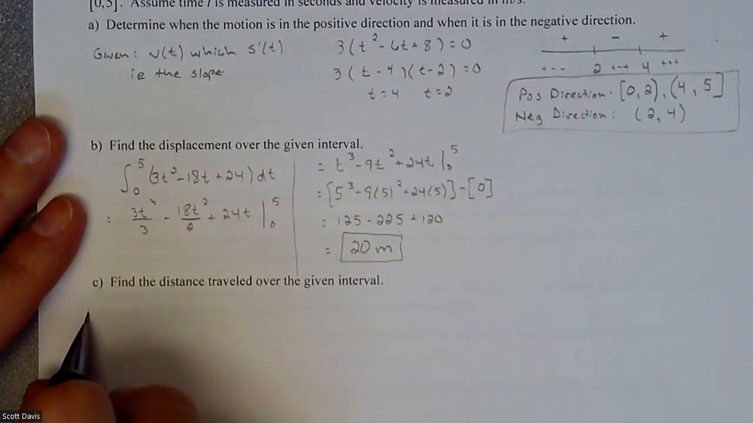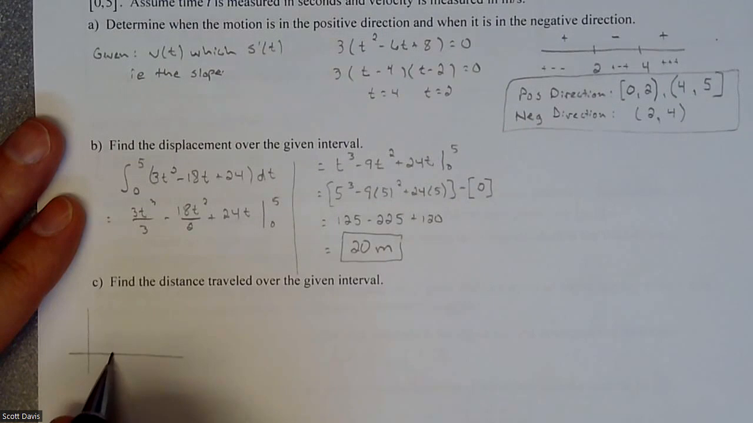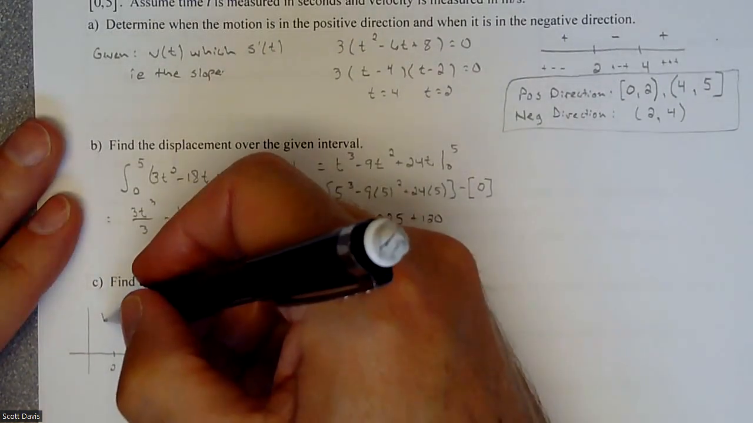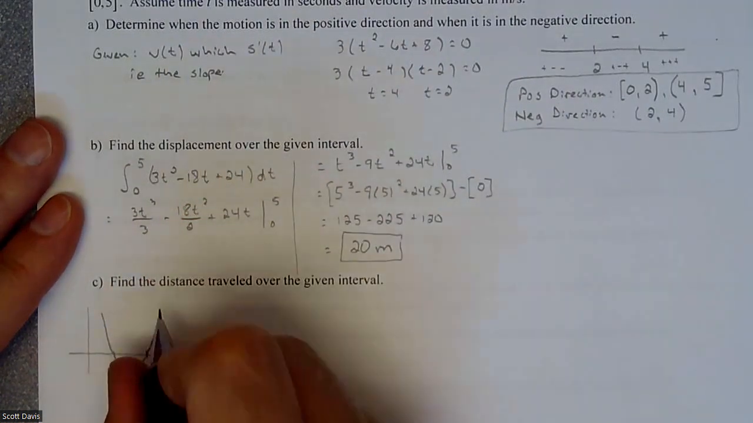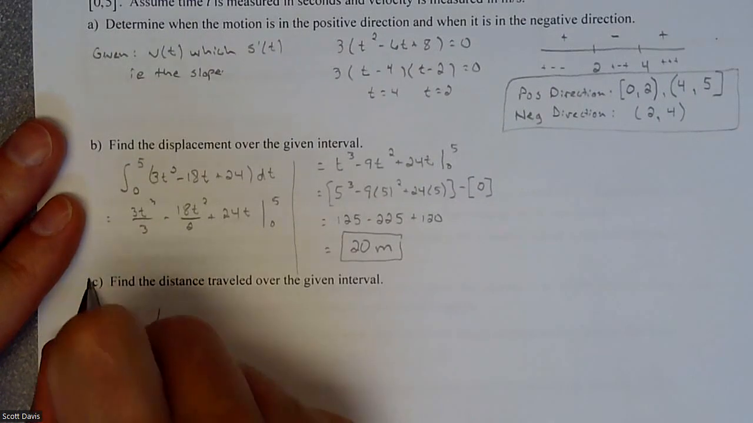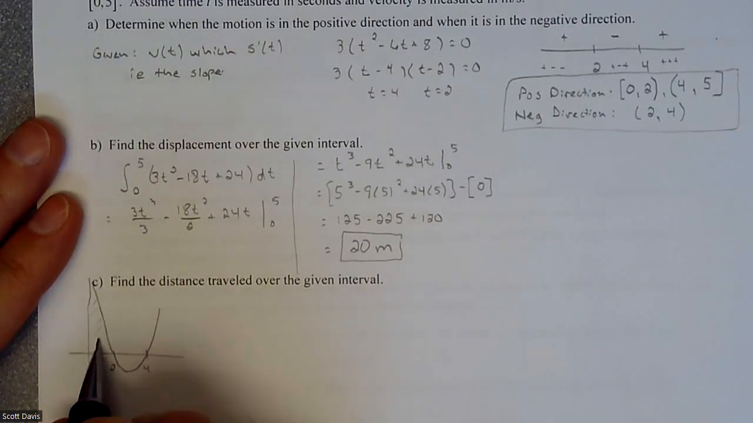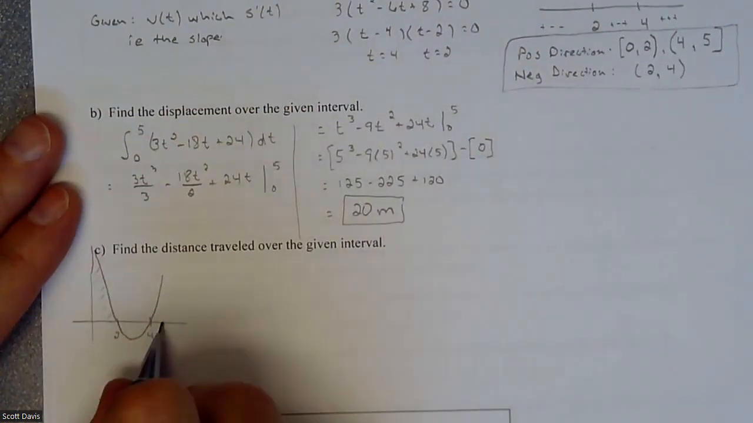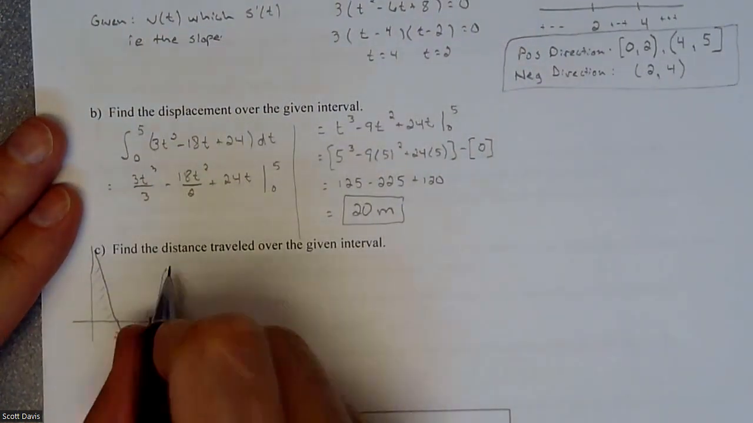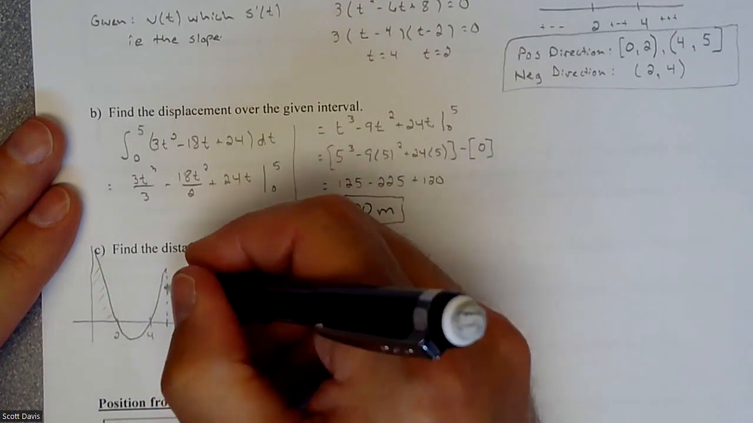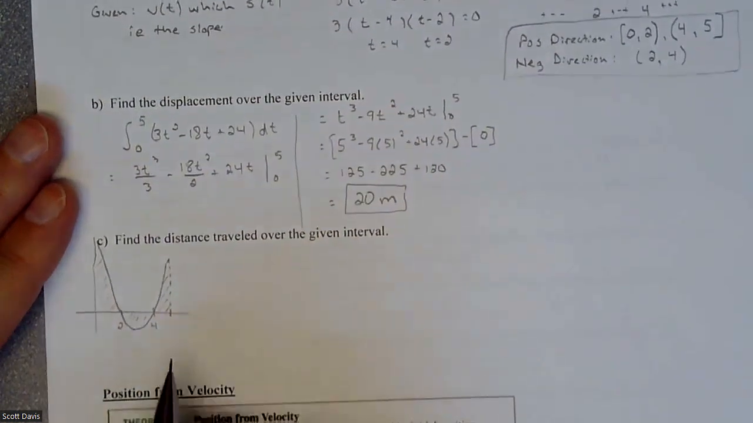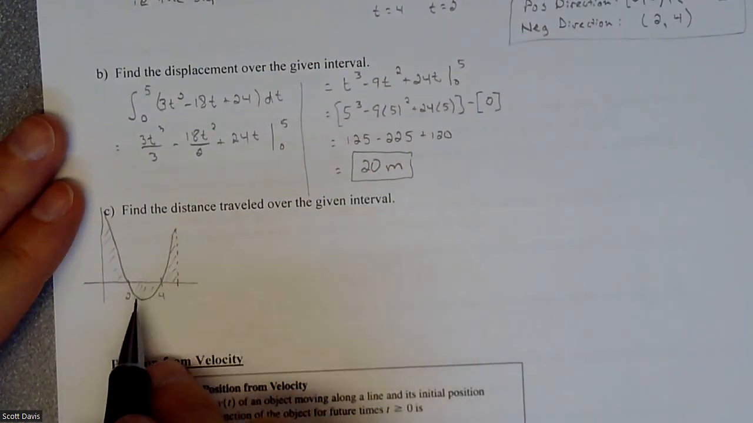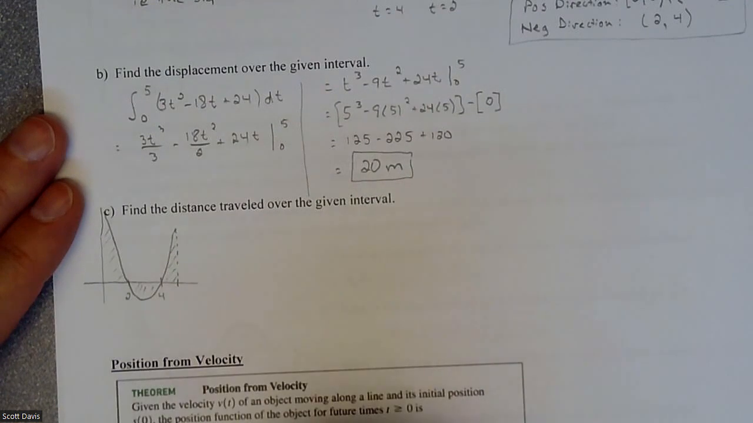So what we're looking at is some sort of a quadratic with x-intercepts at 2 and 4, positives, negatives, positives, and we're going from 0, so we need to figure out that area. And then we're going to stop at 5. So we need to figure out that area, and that area, and that area, but make that area positive.